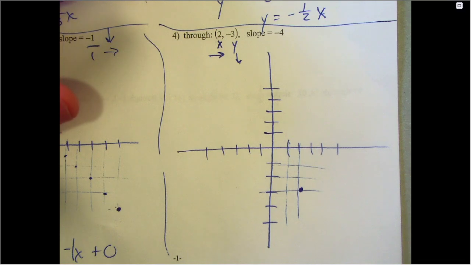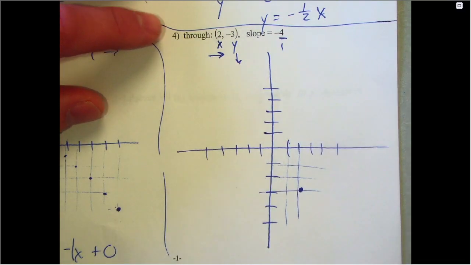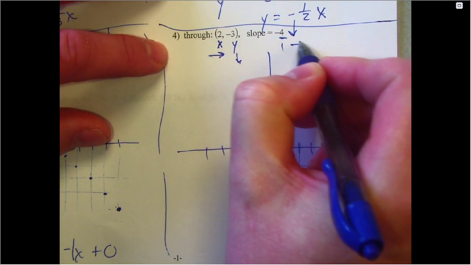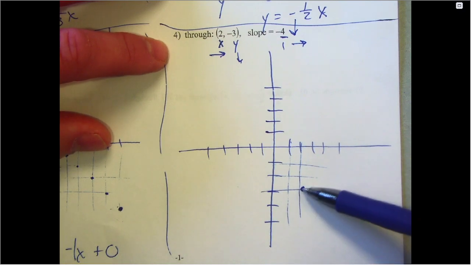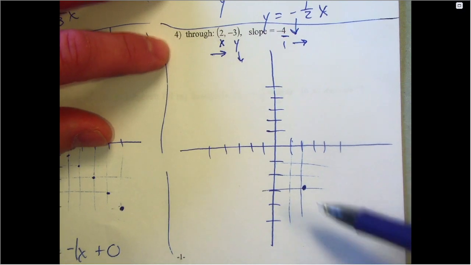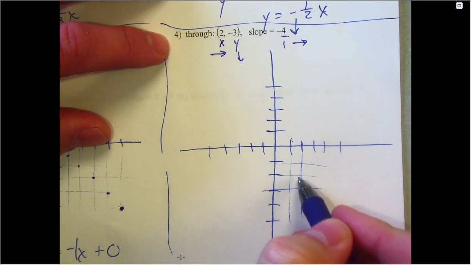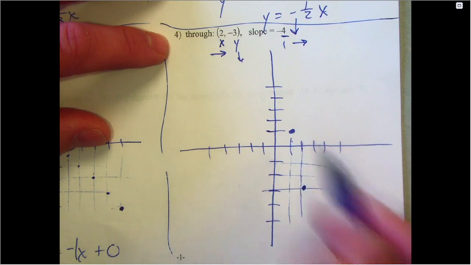The slope is -4. So it's supposed to be a fraction though, right? So it's really -4 over 1. Well, that would tell me to go down 4, right 1. But if I start going down and to the right, I'm wandering away from the y-axis. So I want to do the opposite. Instead of going down 4, right 1, I can go up 4, 1, 2, 3, 4, left 1, which put me there.